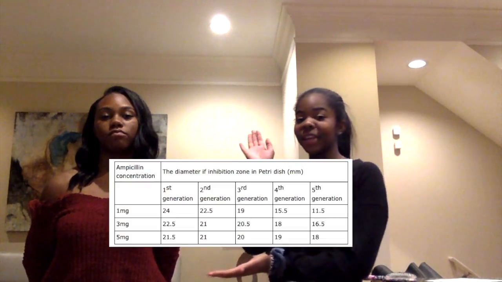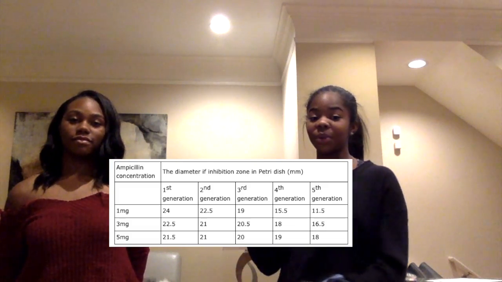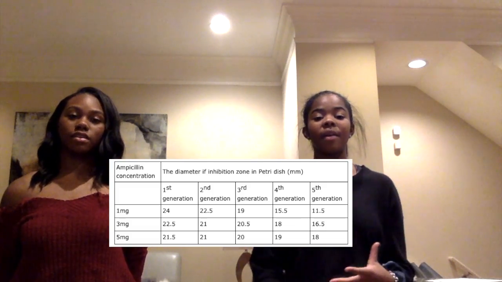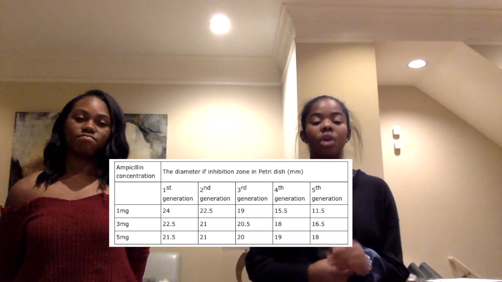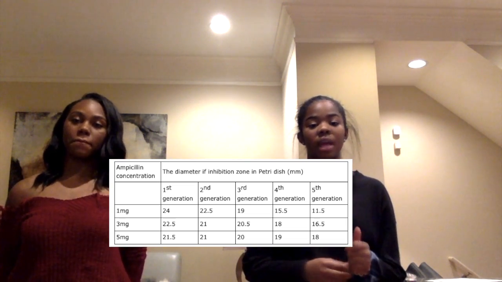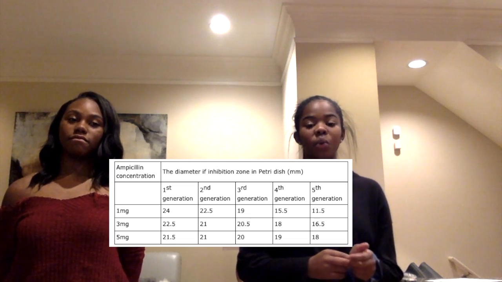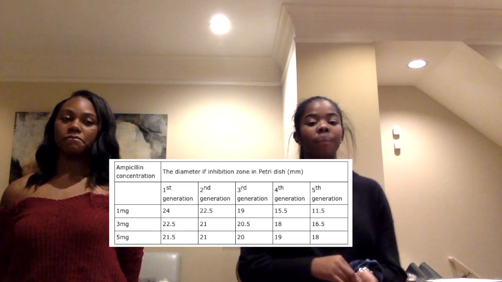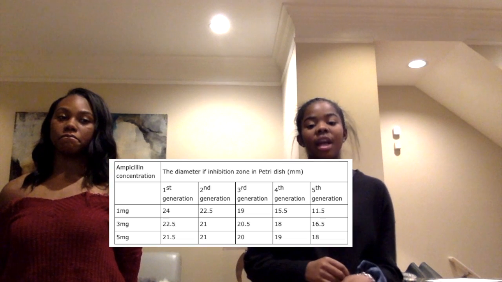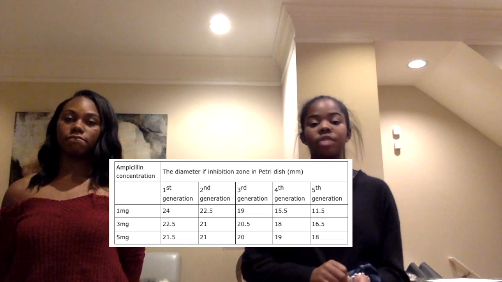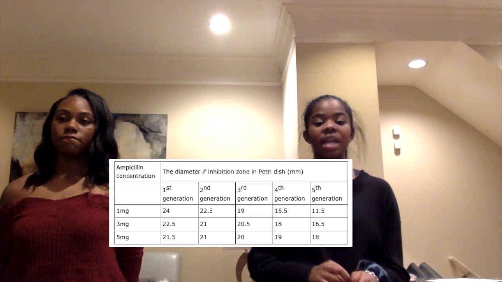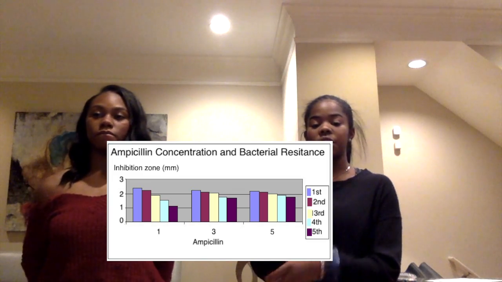Here's our table and graph, which shows our results. The table is made up of the amount of ampicillin we used for each petri dish, which also includes the inhibition zone that was featured on the petri dish, which changed during each trial. With each generation, the inhibition zone grows smaller in diameter. Also, the higher the concentration of the antibiotic used, the bigger the diameter of the inhibition zone. This is a graph version of our table.